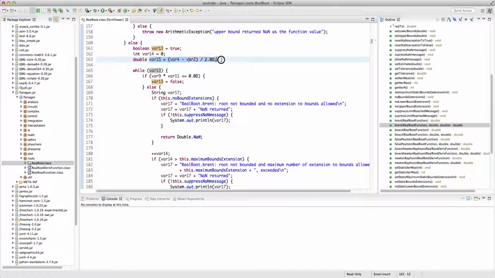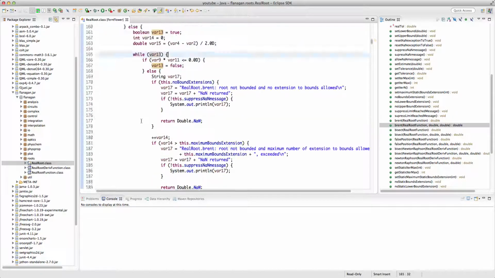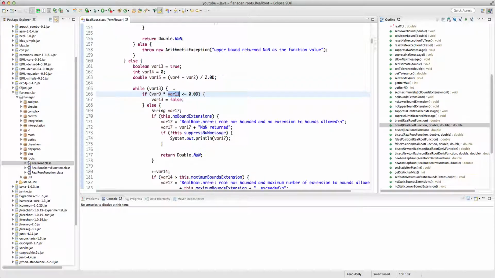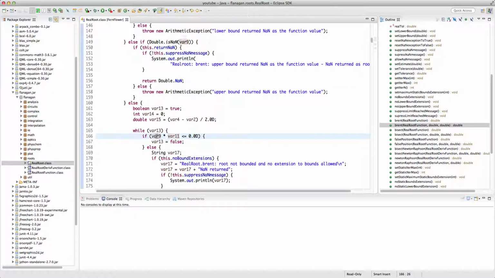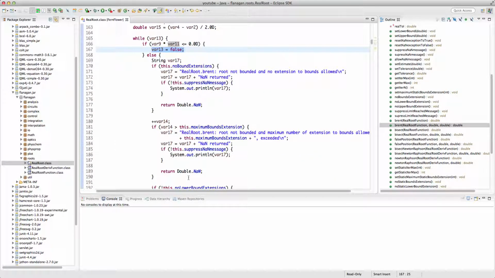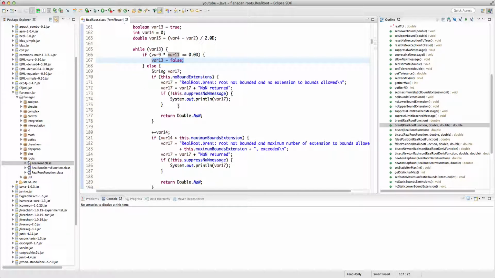So it finds half length, this flag is true, so it goes into this while loop, and then it tries to look at the bracketing. So var9 is the function value, var11 is the function value at the other end. So if the function value at two ends is less than or equal 0, it's in fact a valid bracket, so it sets the flag to false, which means there is no need to extend the bounds of the interval. It just sets the flag to false, and then the while loop terminates.